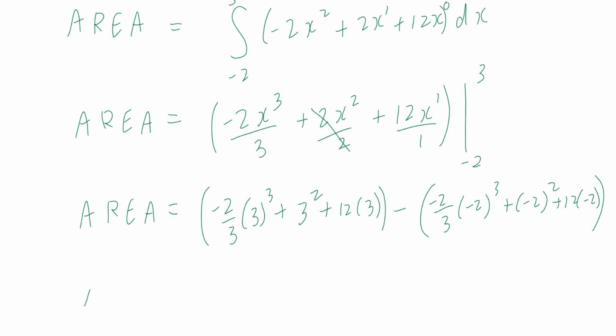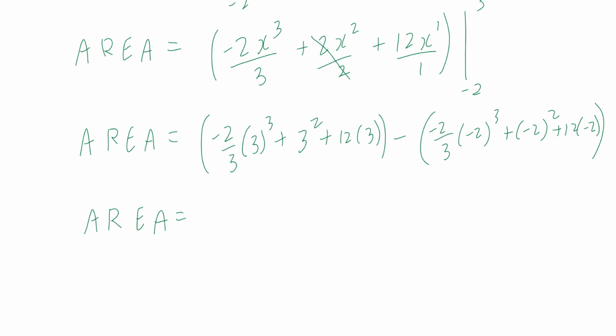Now, you can take the calculator and do this in one step. I'm going to do a little bit of mental math, but again, if you want to take the calculator and write down the final answer, that's fine. So this is going to be 27. So 3 cubed is 27. Divided by 3, that's going to be 9. Times -2, that's -18. 3 squared is going to be 9 plus 36. Minus, in the second bracket, that's going to be -8, positive 16, divided by 3, plus 4, minus 24.